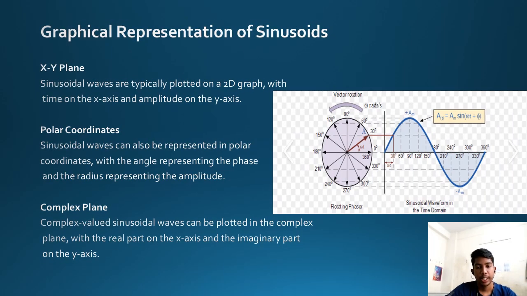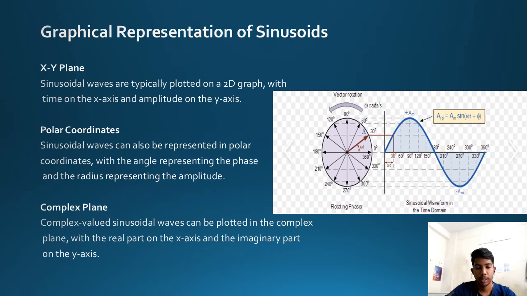Coming to the graphical representation of sinusoidal waveforms. On the XY plane, sinusoidal waves are typically plotted on a 2D graph with time on the x-axis and amplitude on the y-axis. You can see here in the given image that time is plotted on the x-axis and amplitude on the y-axis. If we consider polar coordinates, sinusoidal waves can also be represented with the angle representing the phase and the radius representing the amplitude.